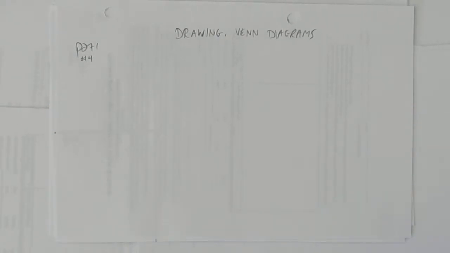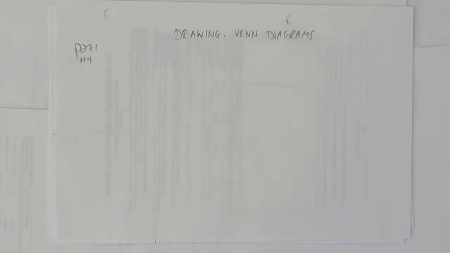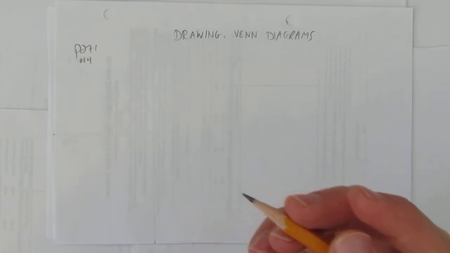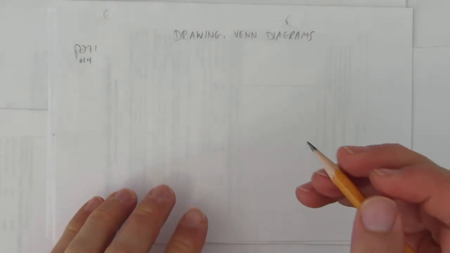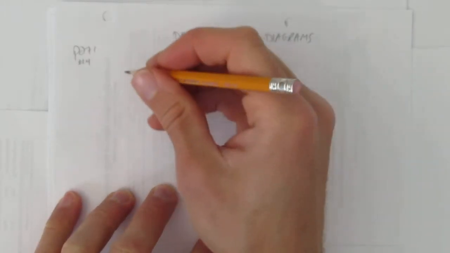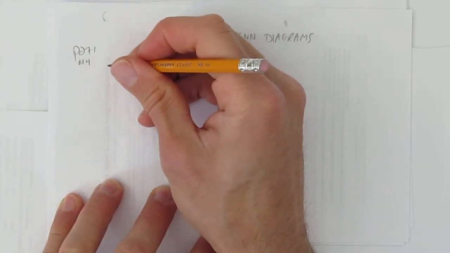In this video, we'll look at drawing Venn diagrams. This question comes from page 271, number 4 in your textbook. There's a survey of television viewers at what time they watch the news. Let's write down the information.